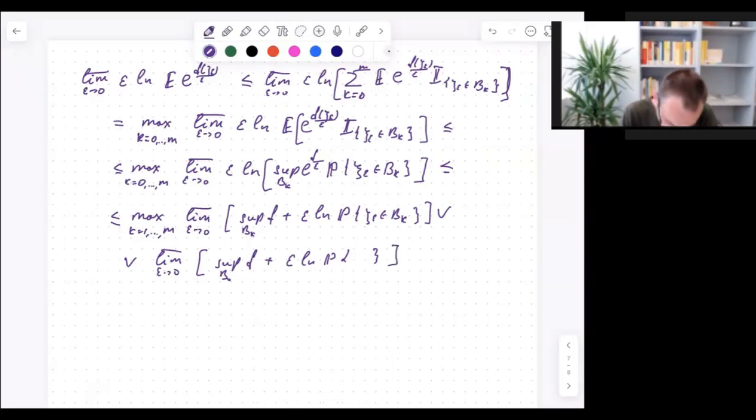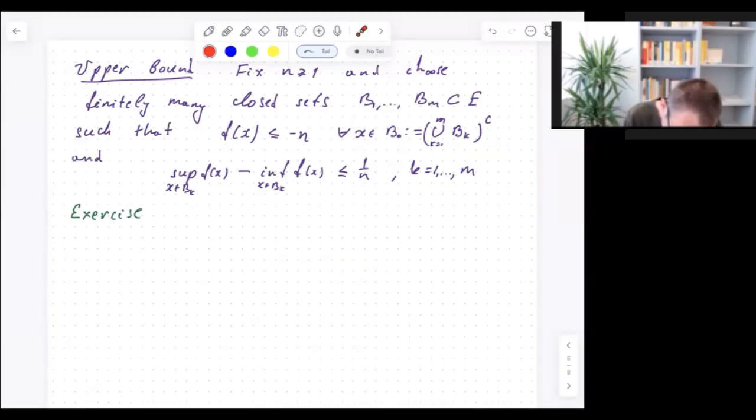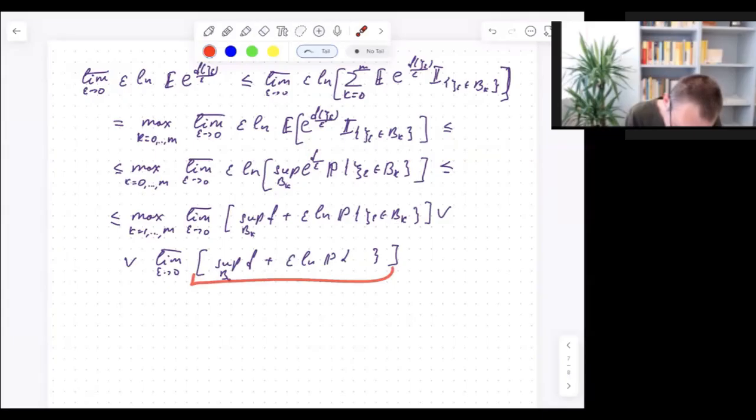And then let me remark that this is negative. Therefore, this whole part you can estimate by this supremum, but the supremum of function f over the set b0 is not larger than minus n. So therefore, this part here is less or equal than minus n. This part here, we can estimate using the large deviation principle because the lim sup of this expression is less or equal than minus the infimum of the rate function over the closed set bk.